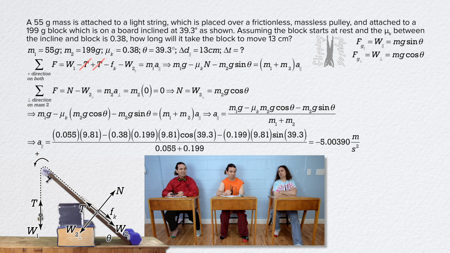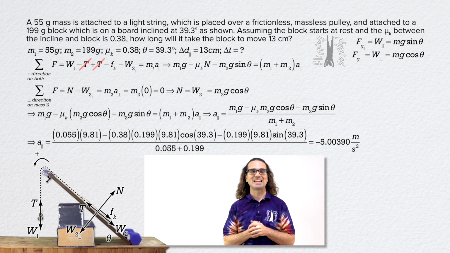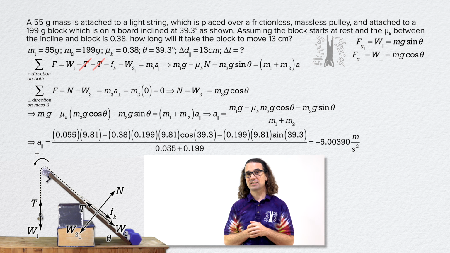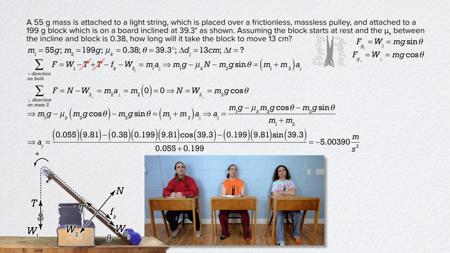Negative acceleration? Yes, we got a negative acceleration. What does a negative acceleration mean in this example? It means we picked the wrong direction. I knew I was right. The block moves down the incline, not up the incline. Okay. So all we need to do is change the acceleration to positive and we can keep going.